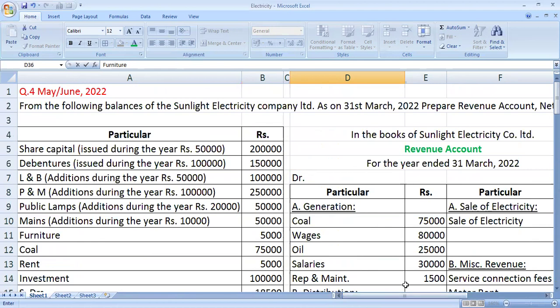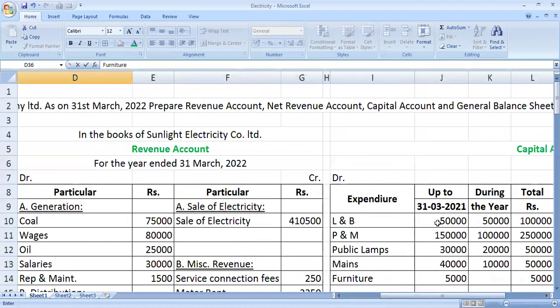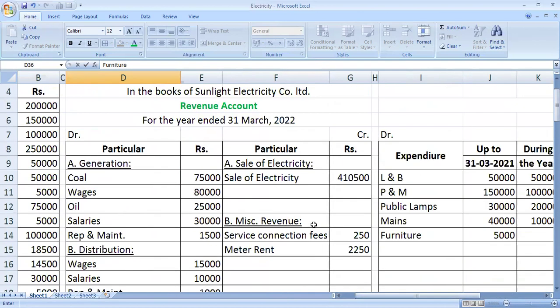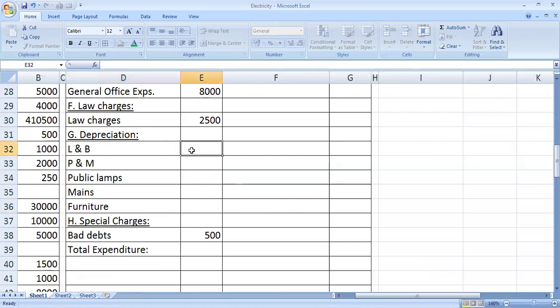What is the opening balance of land and building? Land and building opening balance, that is 50,000. Hence, 2.5% of 50,000 is 1,250, goes to the revenue account debit side. Same for plant and machinery, 7,500. Public lamp, 3,000. Mains, 4,000. Furniture, 500. Total of these, 16,250.